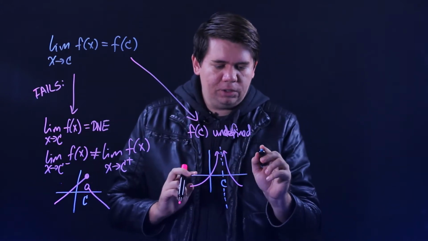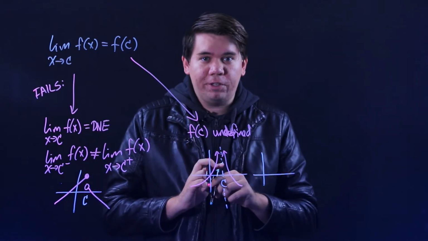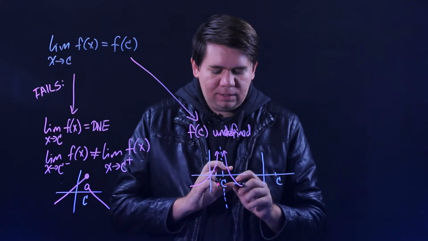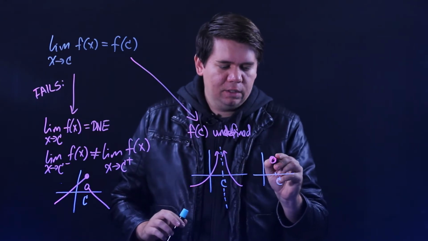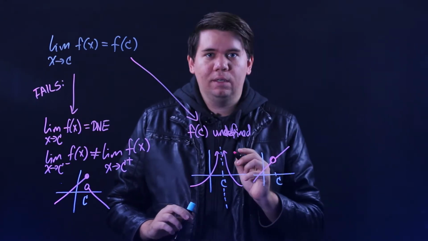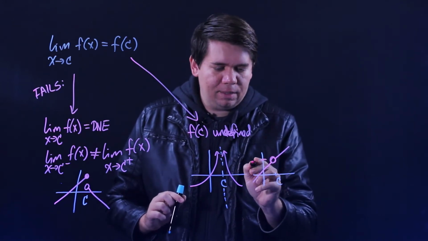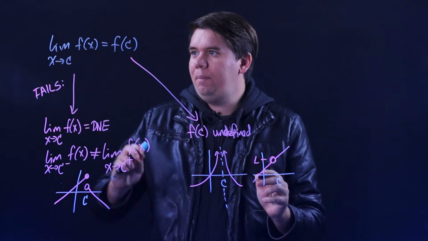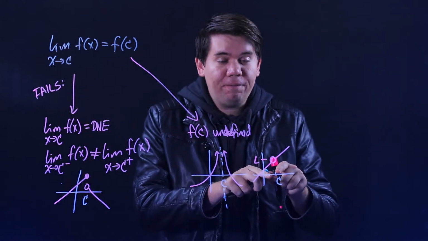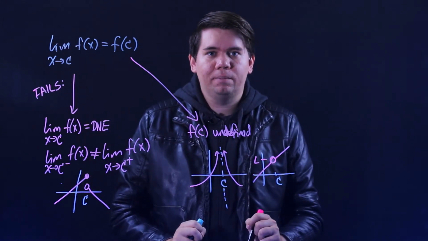Or you might have a function that doesn't have a vertical asymptote at c, but instead just has a hole at c. Notice your left and right-hand limits are well defined. This has a limit. This limit is L. It has a nice limit. The limit exists, but f of c is undefined.